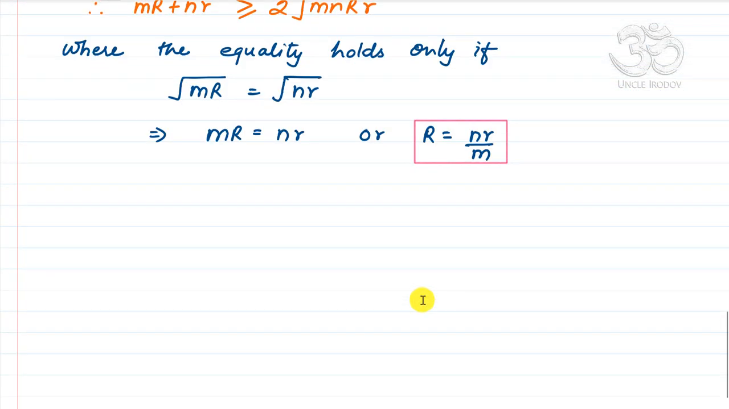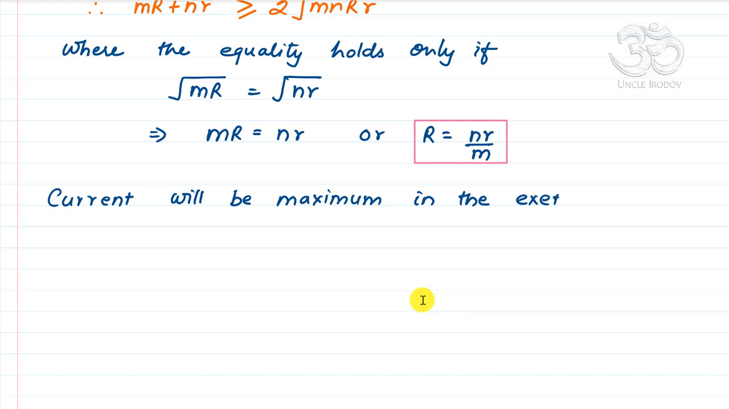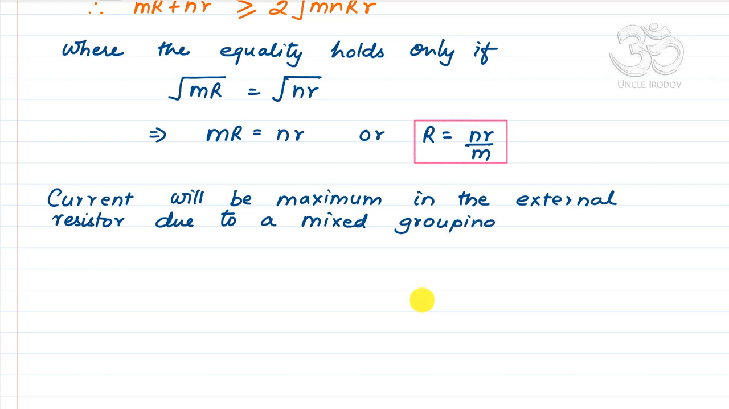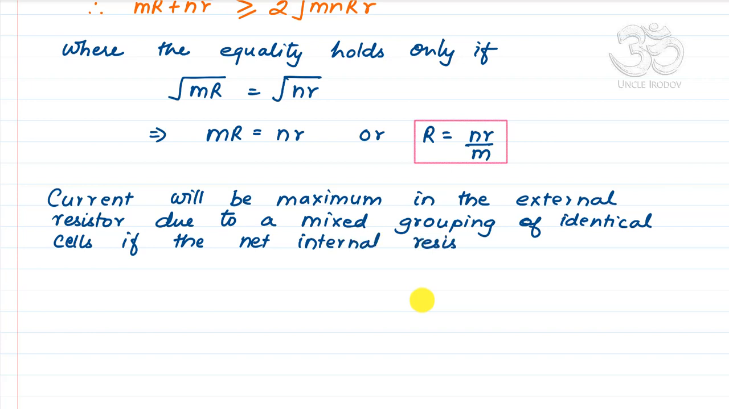So now we get the condition. We say that current will be maximum in the external resistor due to a mixed grouping of identical cells if the net internal resistance equals the external resistance.